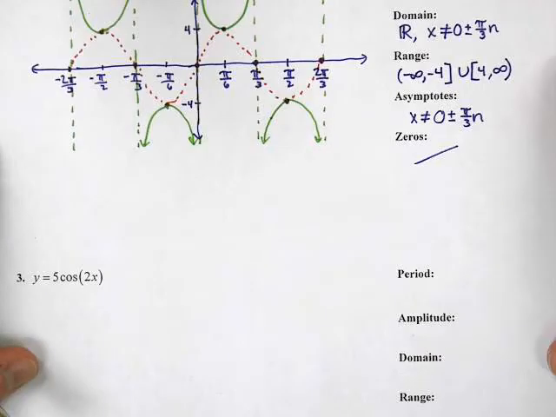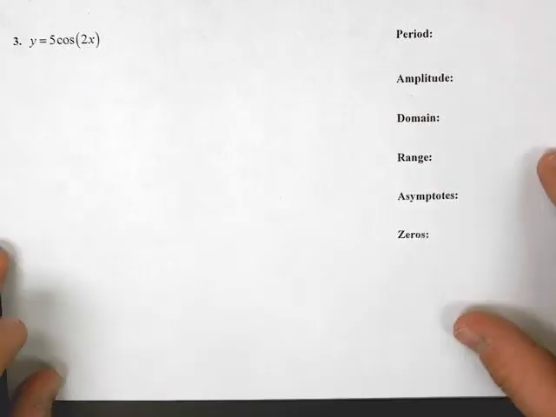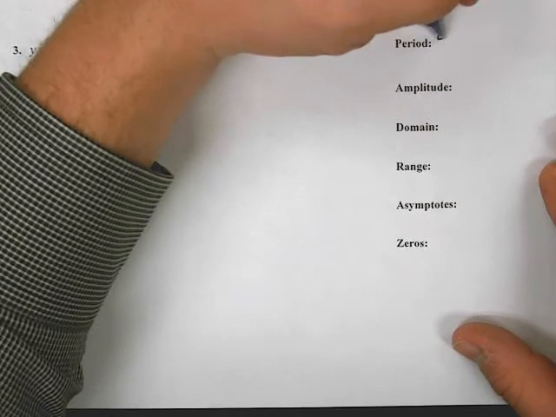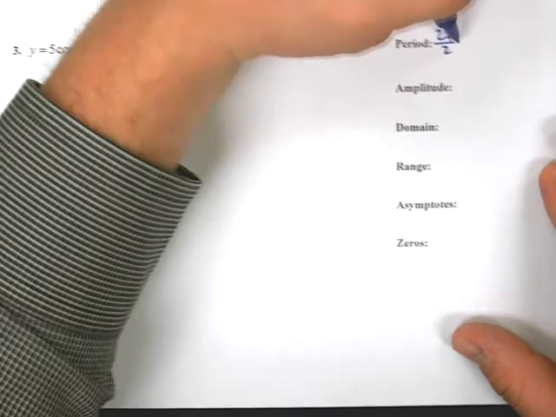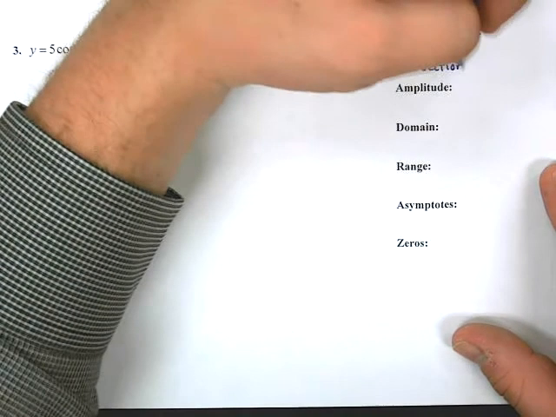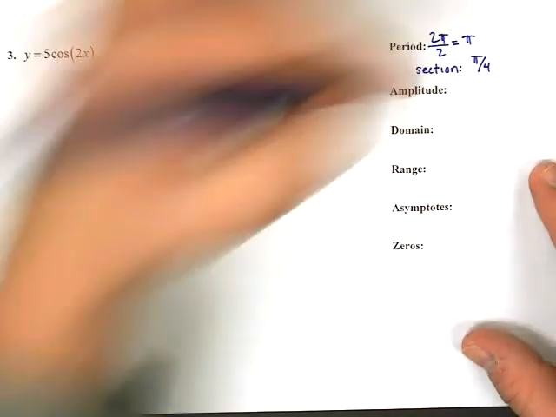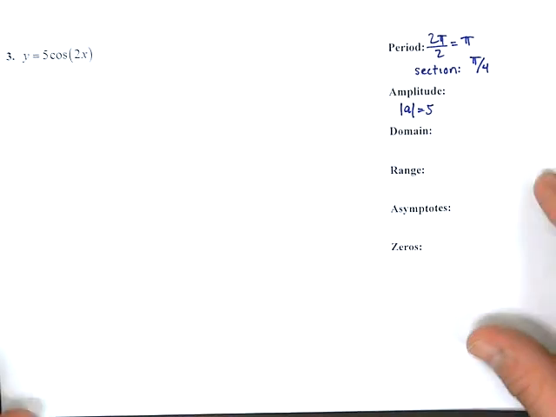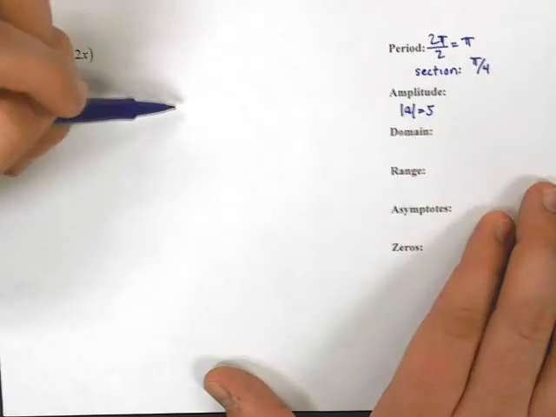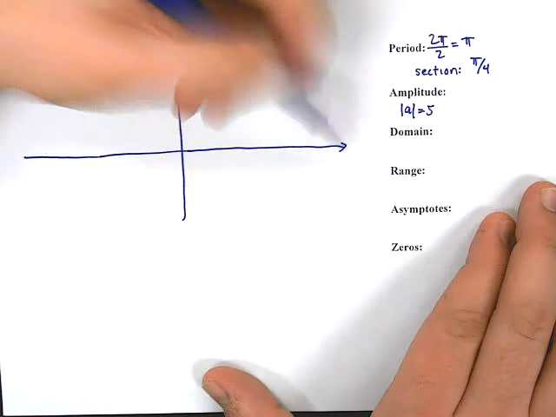Okay, let's move on to our next one. We have a cosine graph. Cosine graph is going to act very similarly to sine, but just some slight differences. So when we start this, we get our period, 2 pi over b is pi. Well, we need our section, so our section is pi over 4. Amplitude, nice and easy, 5. This isn't that bad. Let's sketch a set of axes. I'm going to make this a little taller.